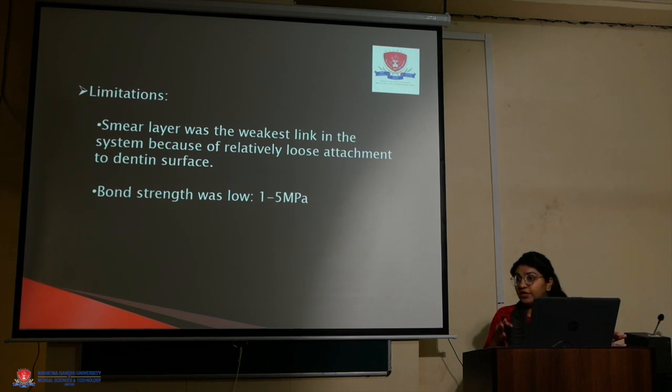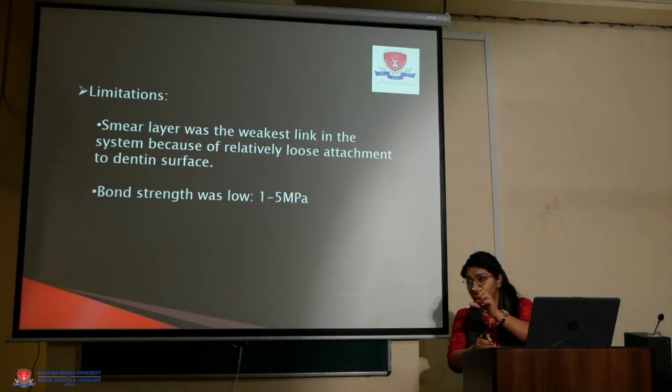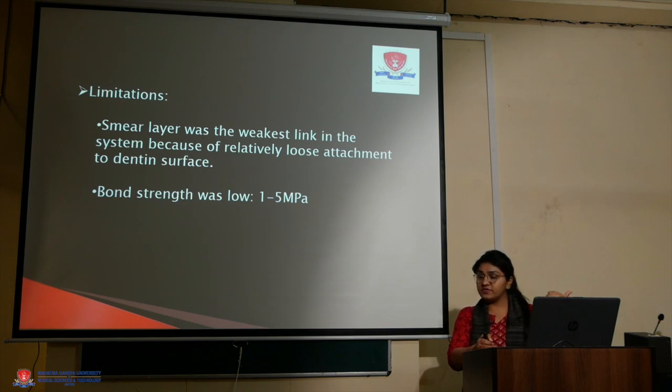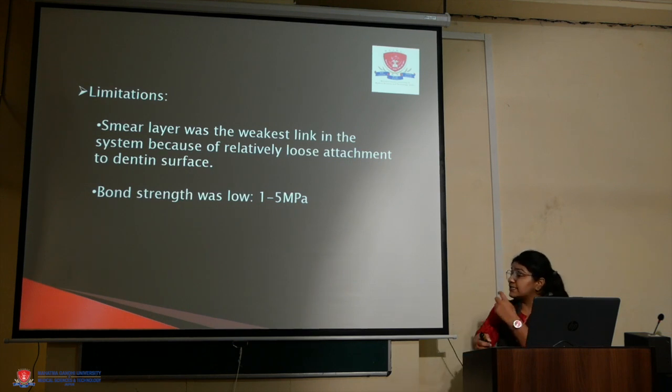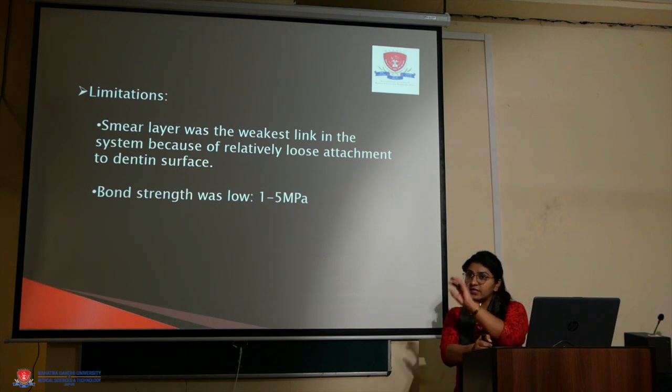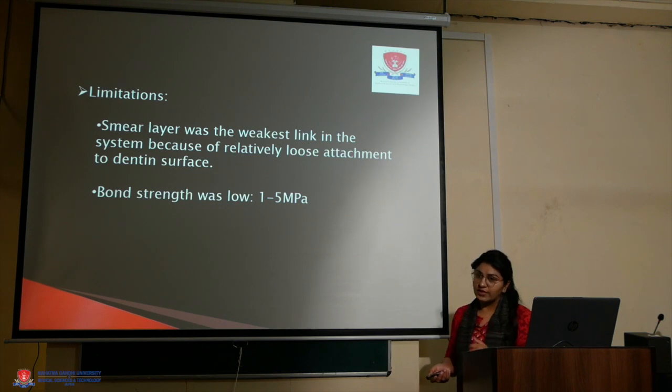Now, since they were bonding to the smear layer, and the smear layer is not something you can call a strong structure, the bonding is occurring with the smear layer. So this was the weakest link. In the previous one, strength was compromised. Here, the smear layer was the weakest link in the system because of its relatively loose attachment. It is loosely attached to the tooth surface, and when something is bonded to a loose structure, definitely it is a weak point. It cannot have the good strength we want to achieve. So bond strength here was also very low, around 1 to 5 megapascals.